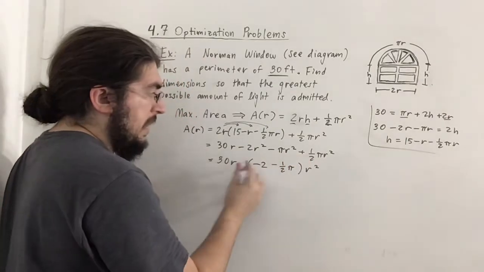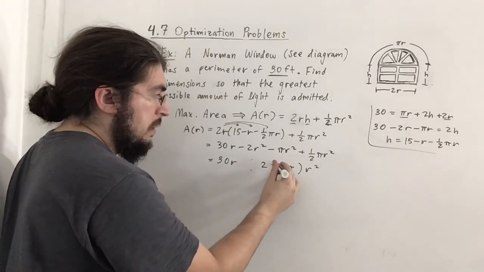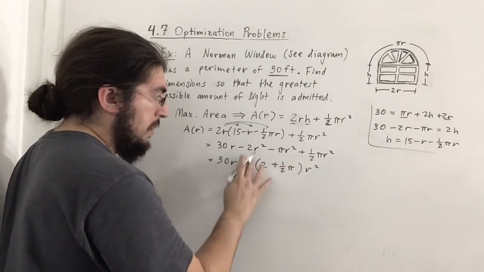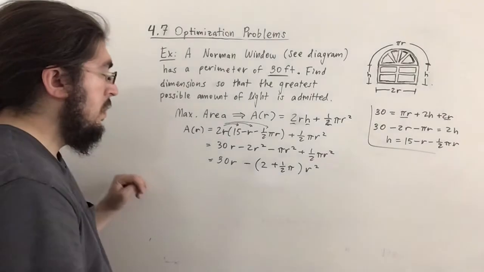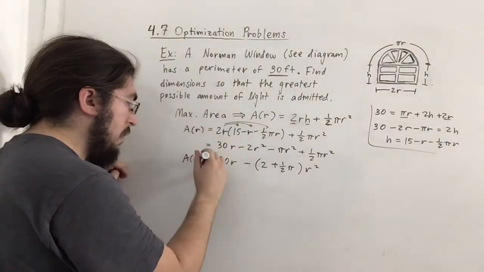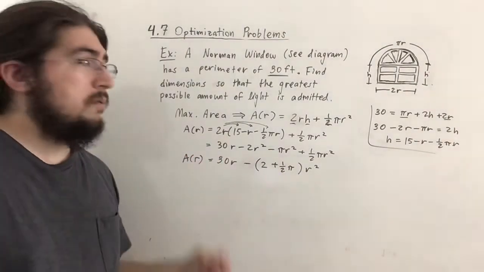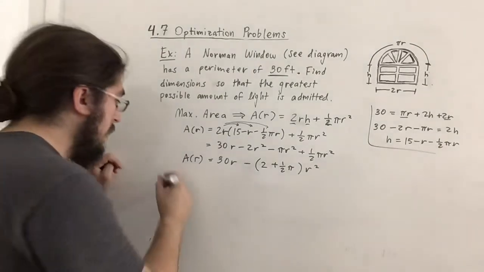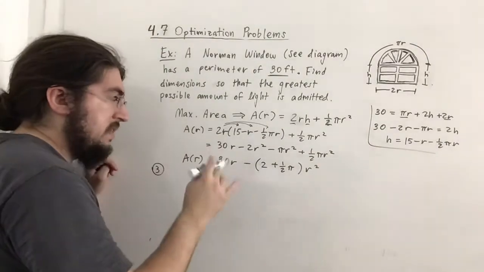But if you want to pull the negative out just to make things look a little nicer, I definitely am going to do that. There we go. Great, so now we have a in terms of r. So this was the second step of the process, which remember is the hardest one. And now the third step is just find derivatives, set it equal to 0.